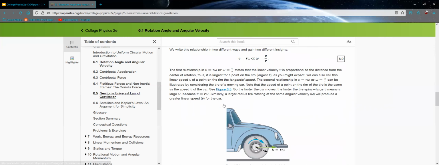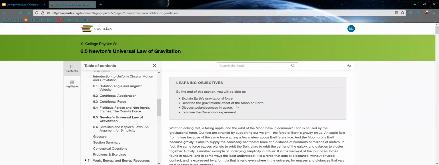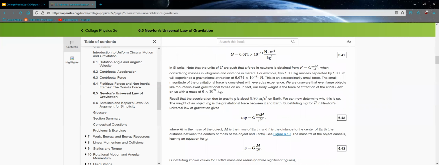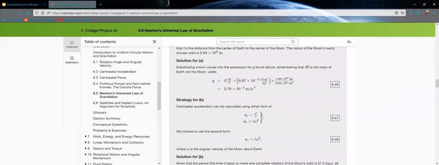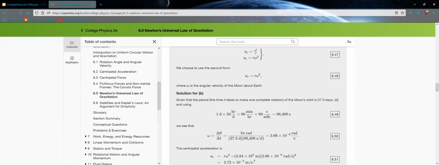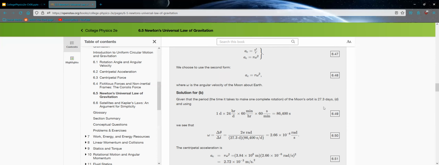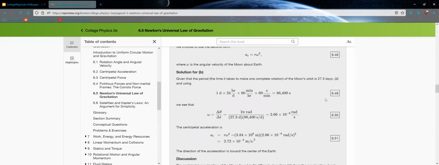So go back to 6.5. Notice here I'm jumping back and forth between chapters to find the answers and the equations I need. This is what I highly encourage you to do. It's a good skill to have, knowing where to find your answers. So given the period, again, something you need to be told, the amount of time it takes the moon to orbit is 27.3 days. I can convert that into SI units, which are seconds. And then I can throw in my needed information.